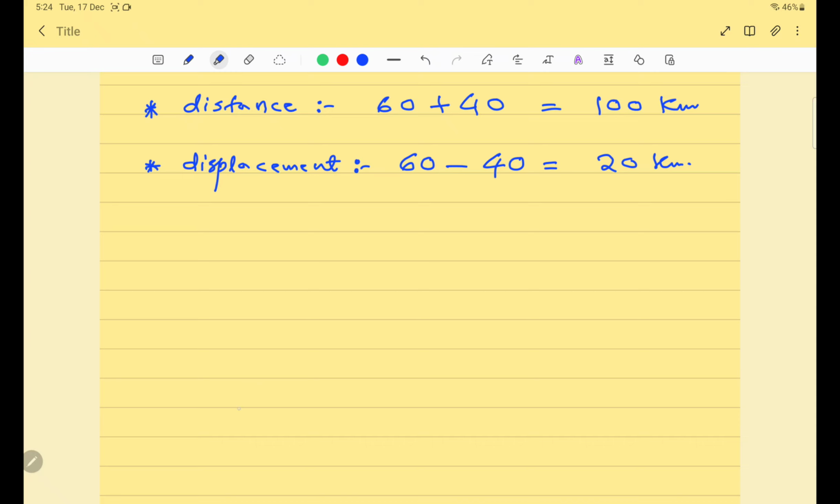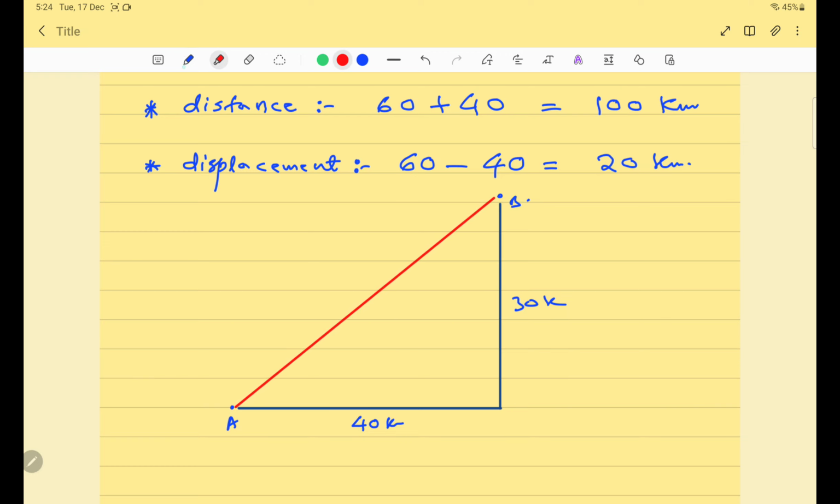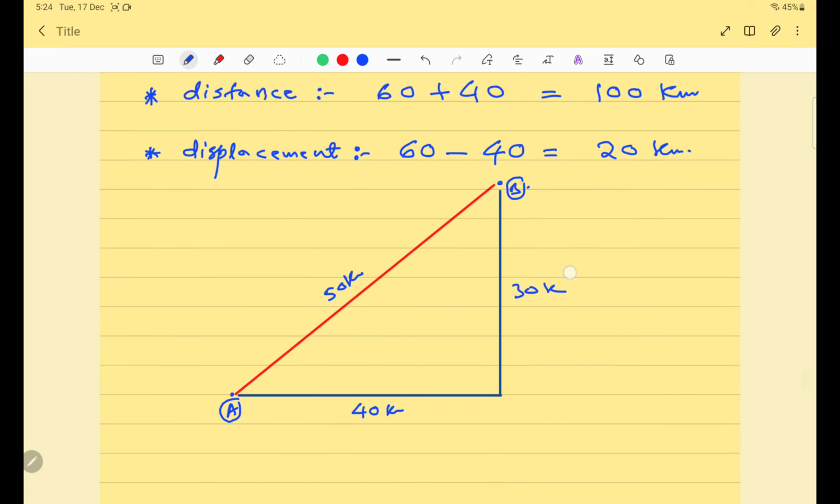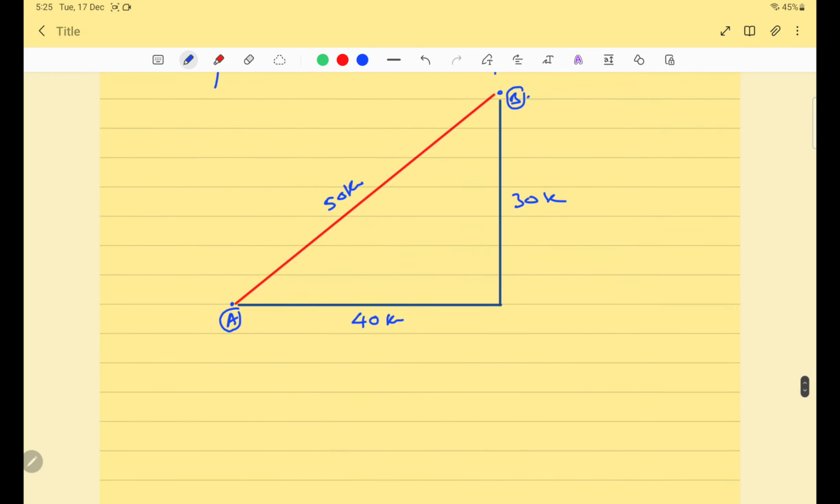Consider you are driving a car 40 kilometers in this direction, then 30 kilometers in this direction. It is the starting point, consider it is the final point, and this line, which is the imaginary path, it is not the real path, it is 50 kilometers. So the starting point is A, ending point is B, and I'm asking you how much distance and how much displacement you have covered.